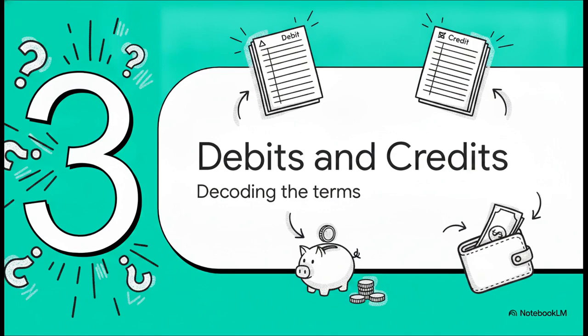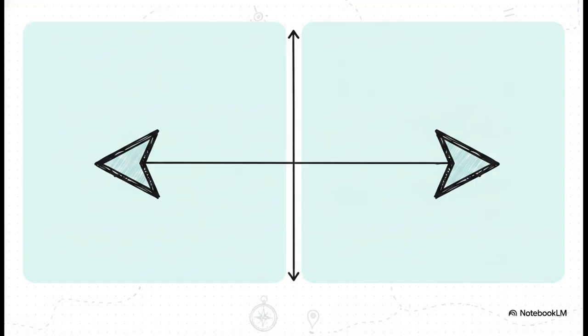Section 3. Decoding debits and credits. People hear these 2 words and honestly, they kind of panic. But let's redefine debits and credits purely as directions on a map, or even just the sides of a giant letter T. Actually, that's exactly why it's often called T accounting. Debit literally just means the left side of an account, and credit strictly means the right side of an account. That's it, left and right, nothing more.